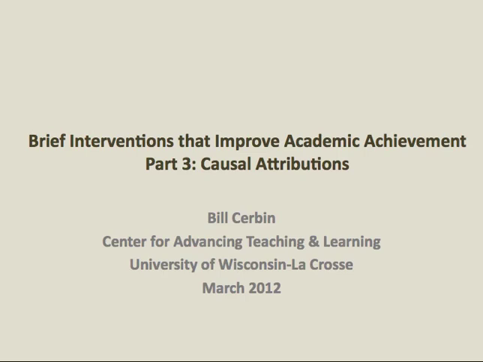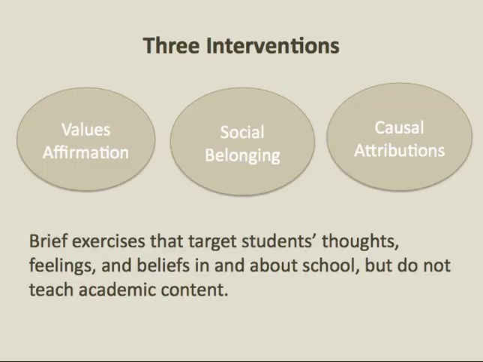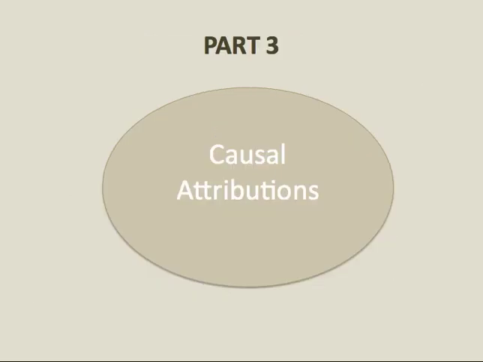This presentation explores ways to improve students' academic performance by using brief social psychological interventions. In this series, I examine three interventions: values affirmation, social belonging, and causal attributions. These are brief exercises that target students' thoughts, feelings, and beliefs in and about school, but do not teach academic content. They are intended to help students deal with common psychological barriers that undermine achievement. As you will see, these brief interventions can have a big effect on short and long-term academic achievement. This is part 3 of the series and focuses on causal attributions.